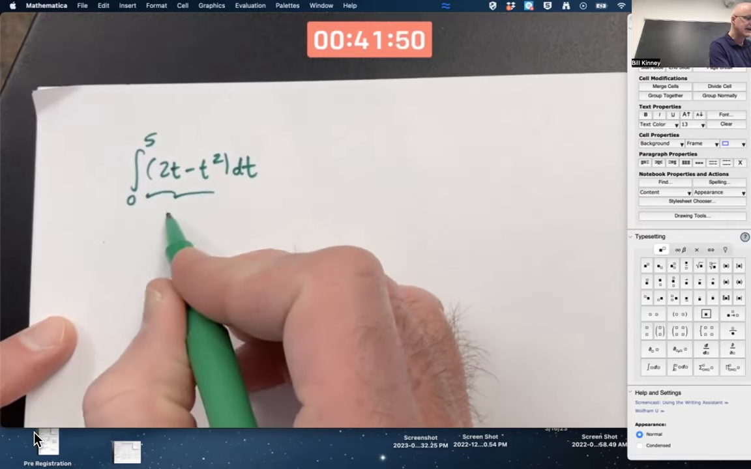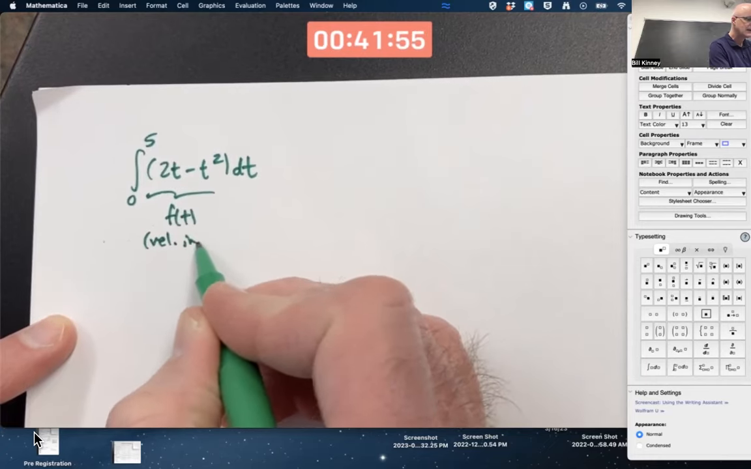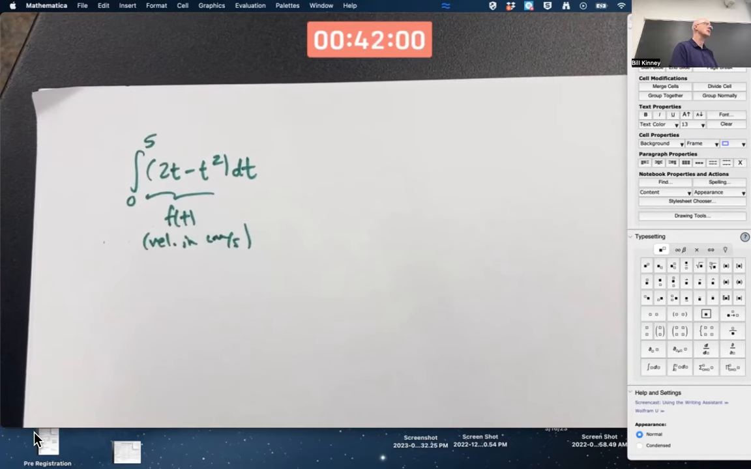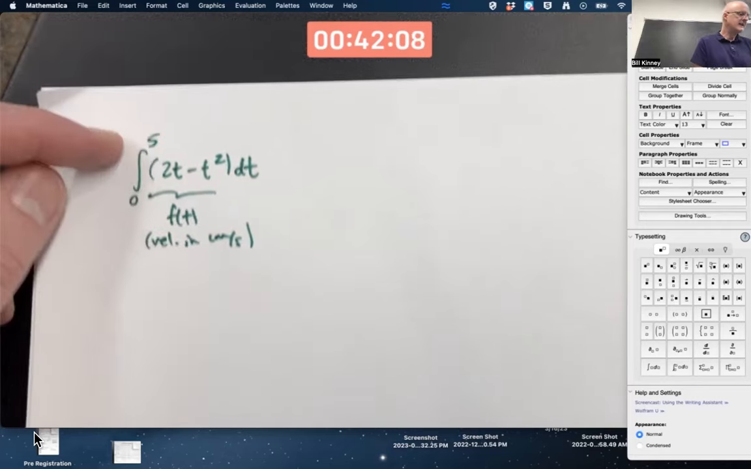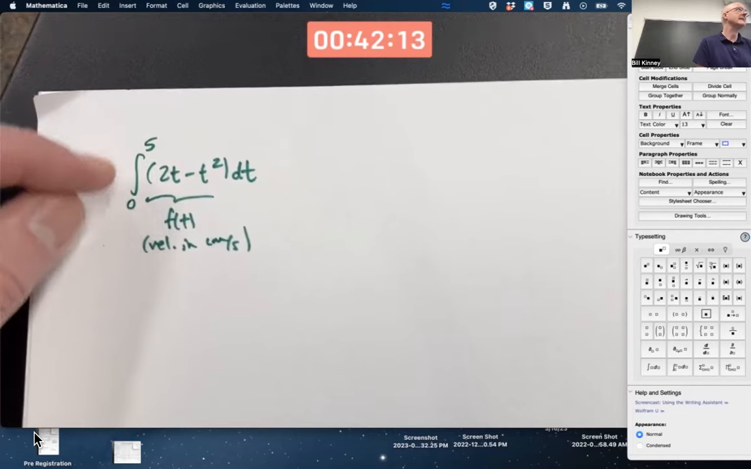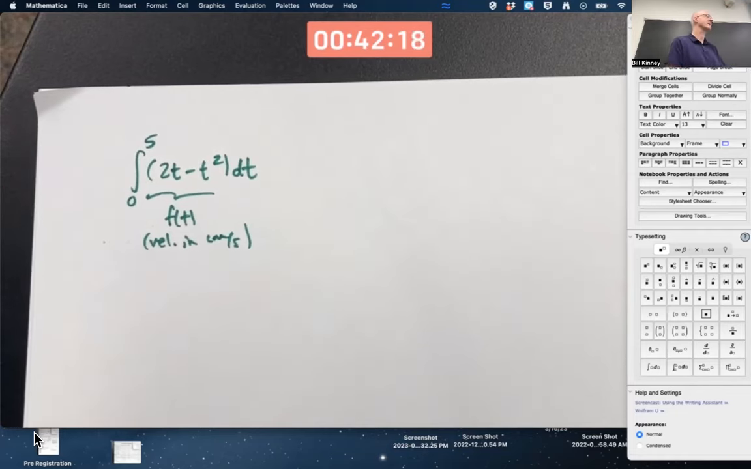This function I call little f of t, it was the velocity in centimeters per second. What the fundamental theorem of calculus says to do is to find an antiderivative of little f, plug in 5 into that antiderivative and then subtract what you get when you plug in 0. Plug in the upper limit minus what you get when you plug in the lower limit. That's what the fundamental theorem of calculus says to do, which makes finding the integral very easy. You don't have to worry about limits. That happened with derivatives. It's happening with integrals.